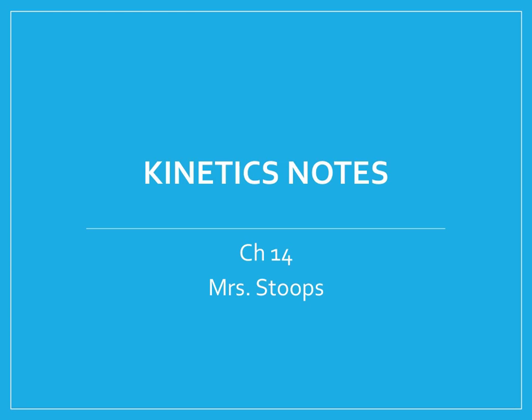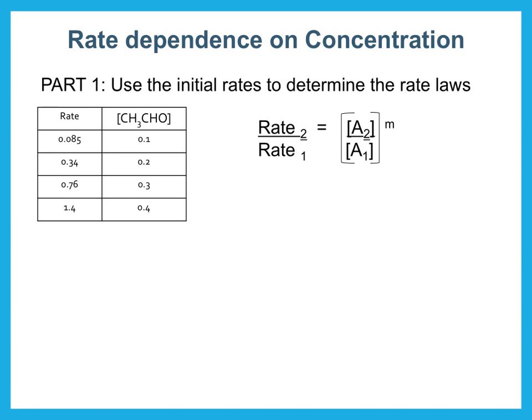This screencast is on kinetics and specifically how to find the rate law from experimental data. A typical problem asking you to find the rate law would give you the data, and they would say use the initial rates to determine the rate law for this reaction. This one is a simple form. I have one later on that would have more than one reactant, but this has one reactant.